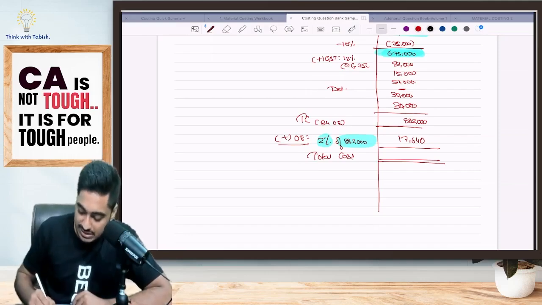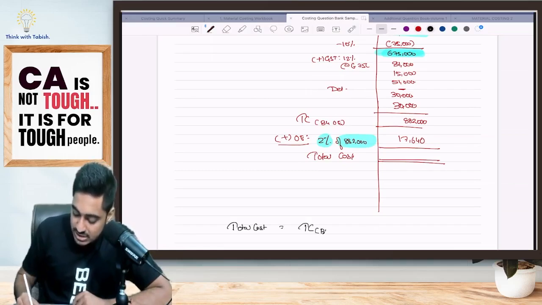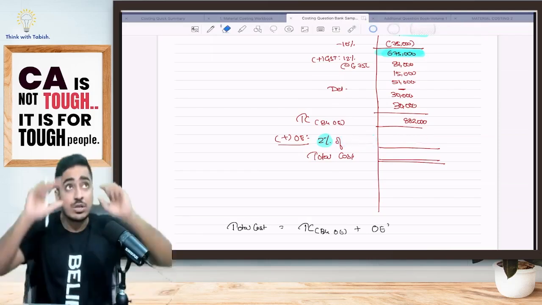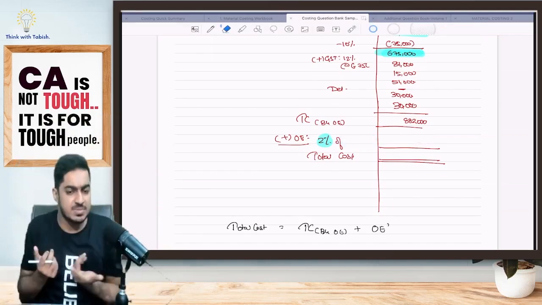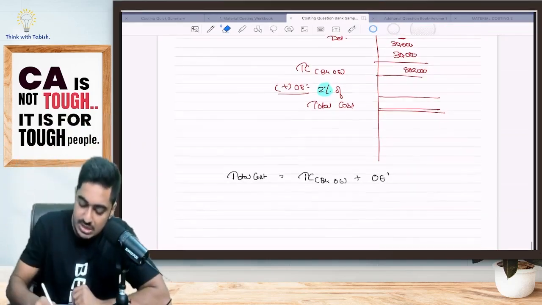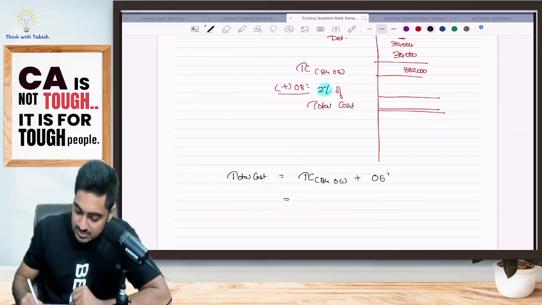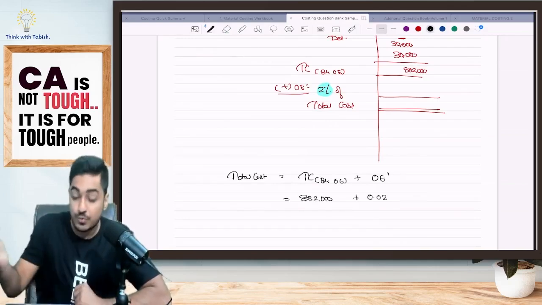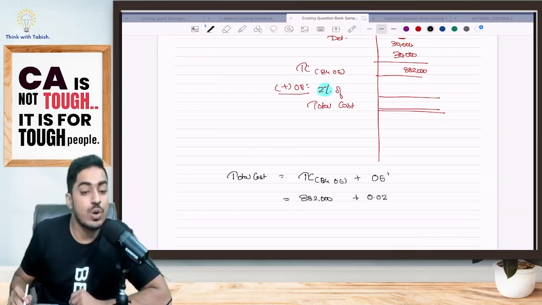Very simple equation. I will tell, okay, boss, my total cost is nothing but total cost before other expenses plus other expense. Yes or no, everyone? Simple understanding. I have my cost before other expenses. For that, if I add other expense, I will get my total cost. Do I know what is my total cost before other expenses? It is 8,82,000. What is other expenses? It is 2%. 2%, if I write it as decimal, 2 divided by 100, 0.02. Of what? Of total cost. Do I know the total cost?